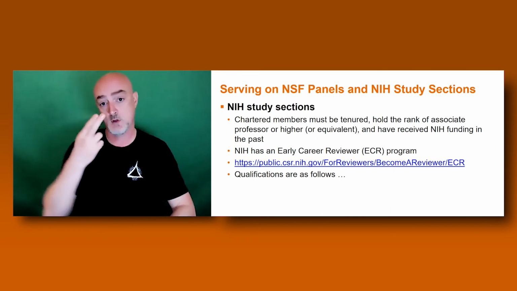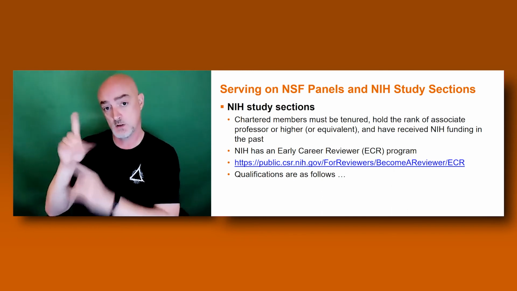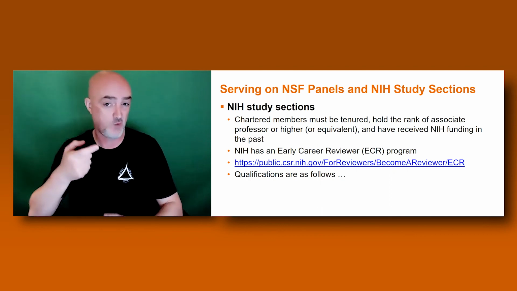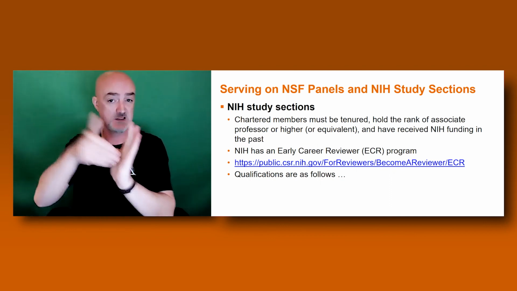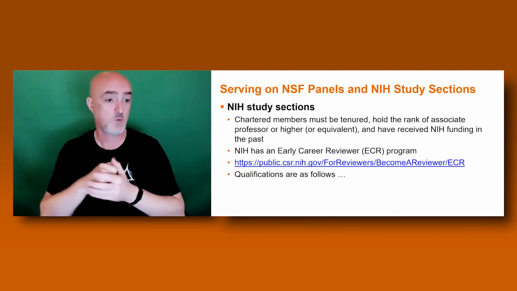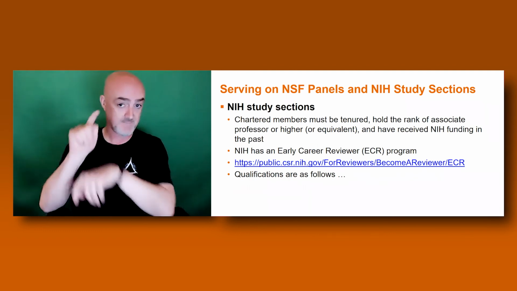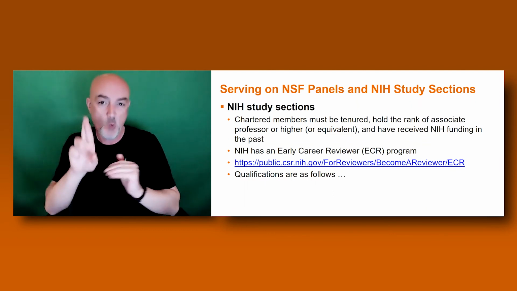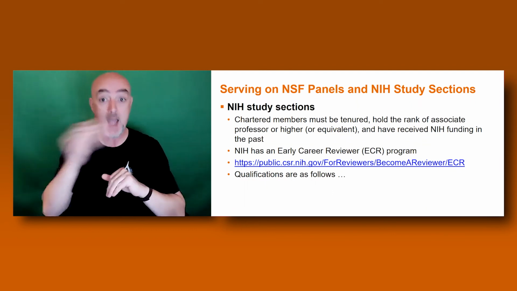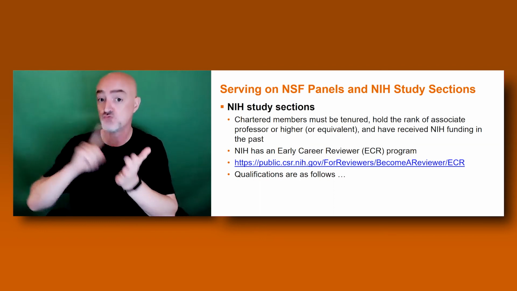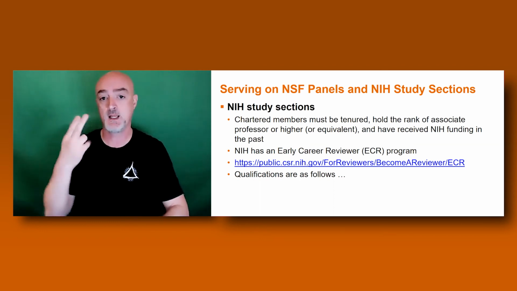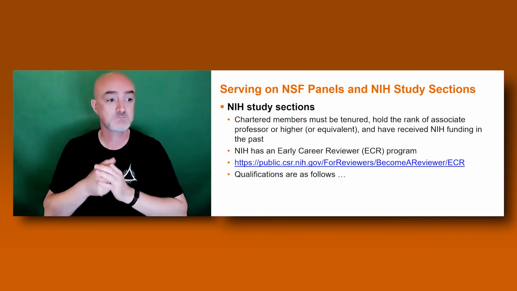Now for NIH study sections, there's a little bit of a different process to be involved. If you'd like to become a chartered member, because remember we've got those 2 different types of members, that requires an invitation from the CSR, the Center for Scientific Review. You must be a tenured faculty member and be equivalent to or above an associate professor. If you've got some research that supports that specific study section, that would be helpful to share as well.